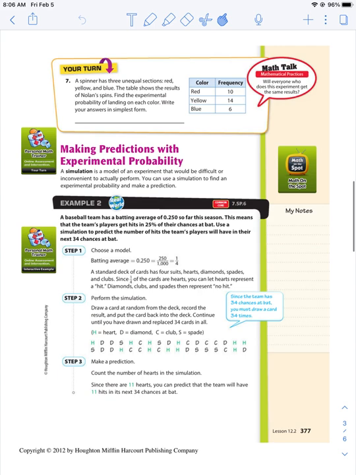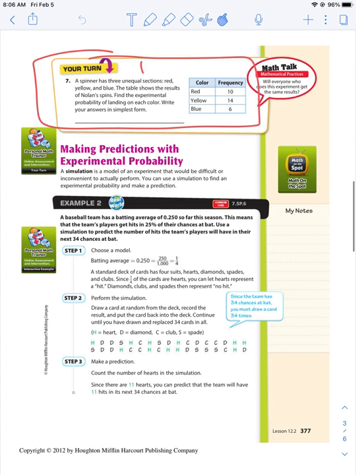All right, your turn. I would like you to pause the video and try to complete number 7. On your own, you are finding the experimental probability of landing on each color. All right, so I'm going to solve it as well. So pause the video if you haven't done so yet. All right, and hopefully you're playing it now so that we can find the experimental probability together.